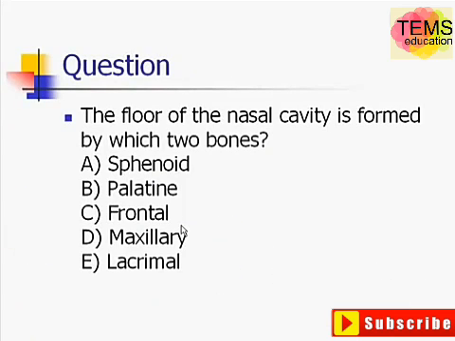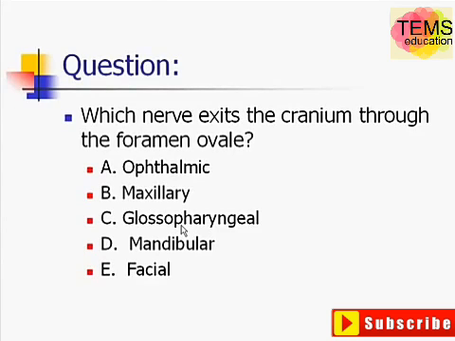Okay, the floor of the nasal cavity is formed by which 2 bones? If you answered B and D, palatine and maxillary, you are correct. Which nerve exits the cranium through the foramen ovale? Remember that ridiculous mnemonic I gave you? If you did, then you'll remember it's the mandibular nerve. More specifically, it's the mandibular division of the trigeminal nerve.